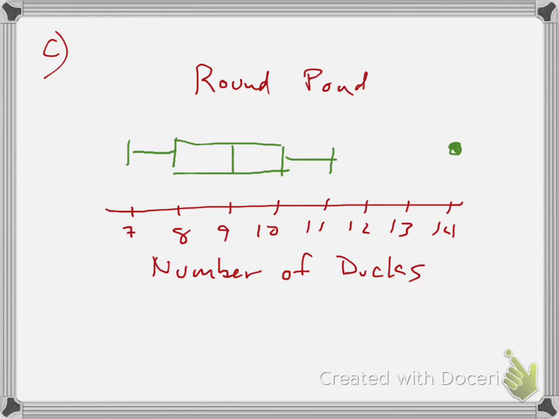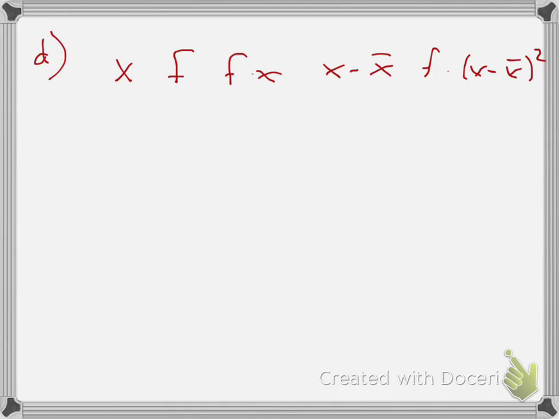Okay, part D asked us to calculate the mean and standard deviation. Now for the test, I will give you this table, and it'll look like this. It'll have an x, an f, an f times x, an x minus x bar, and lastly an f times (x minus x bar) quantity squared.